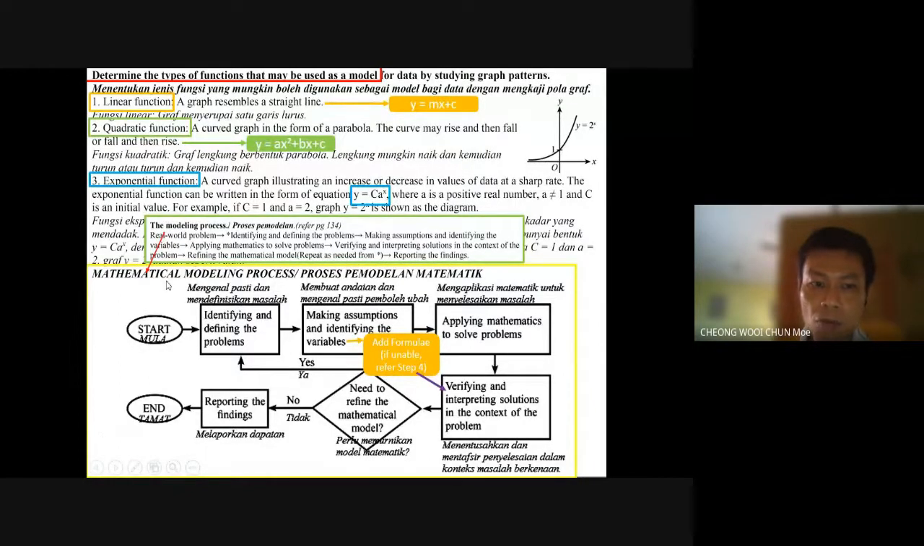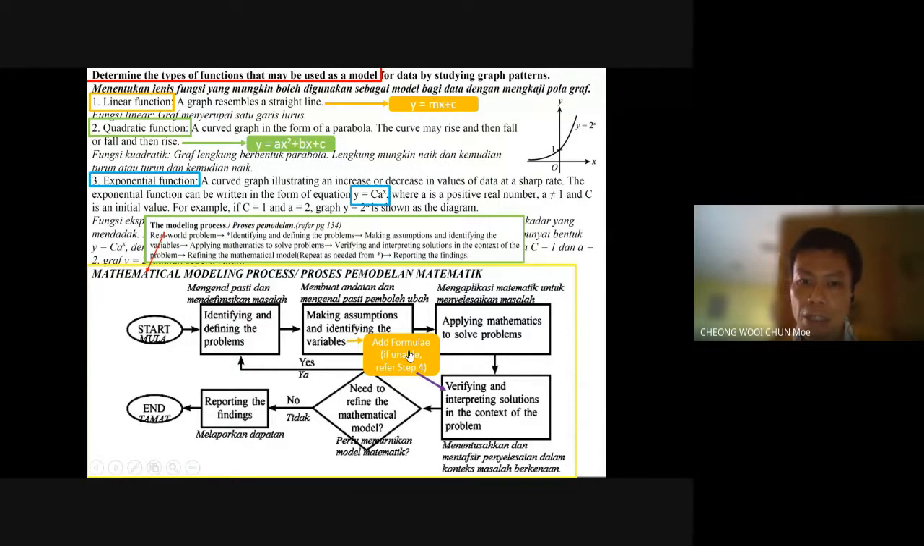From this chart, it's the same thing. Start with identifying and defining the problems, then making assumptions and identifying the variables. From here we can try to identify the formula. Then applying step 1, step 2, step 3, applying mathematics to solve problems, and then step 4 will be verifying and interpreting solutions in the context of the problem.